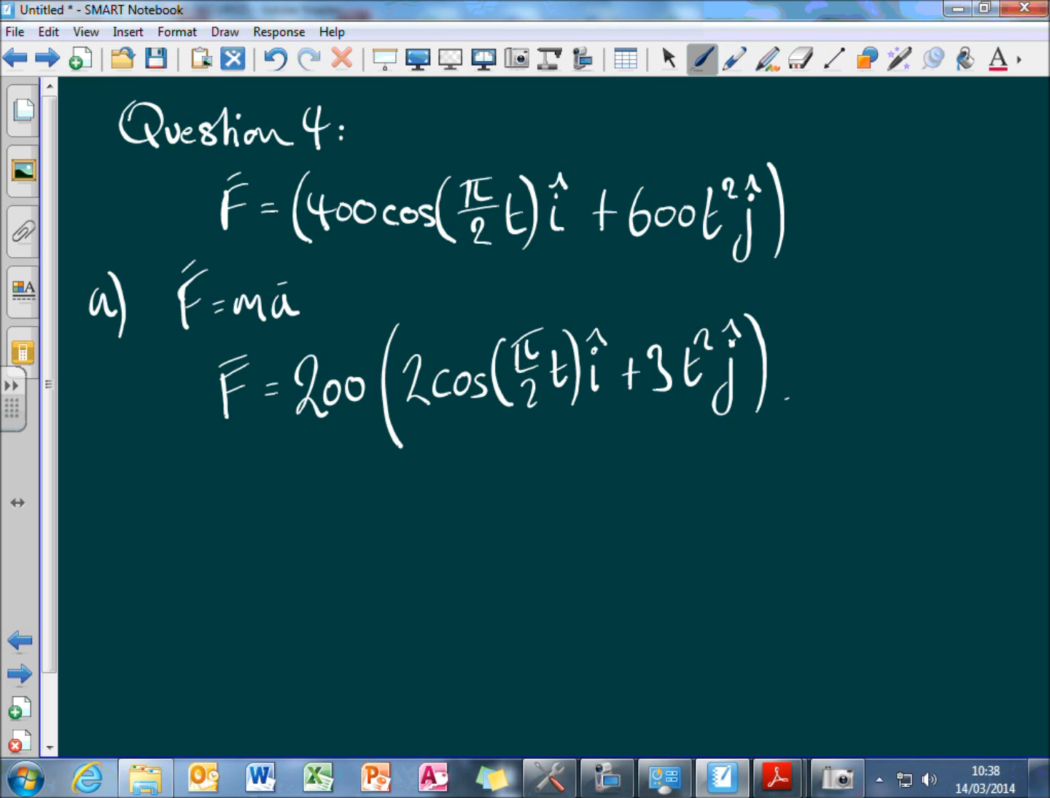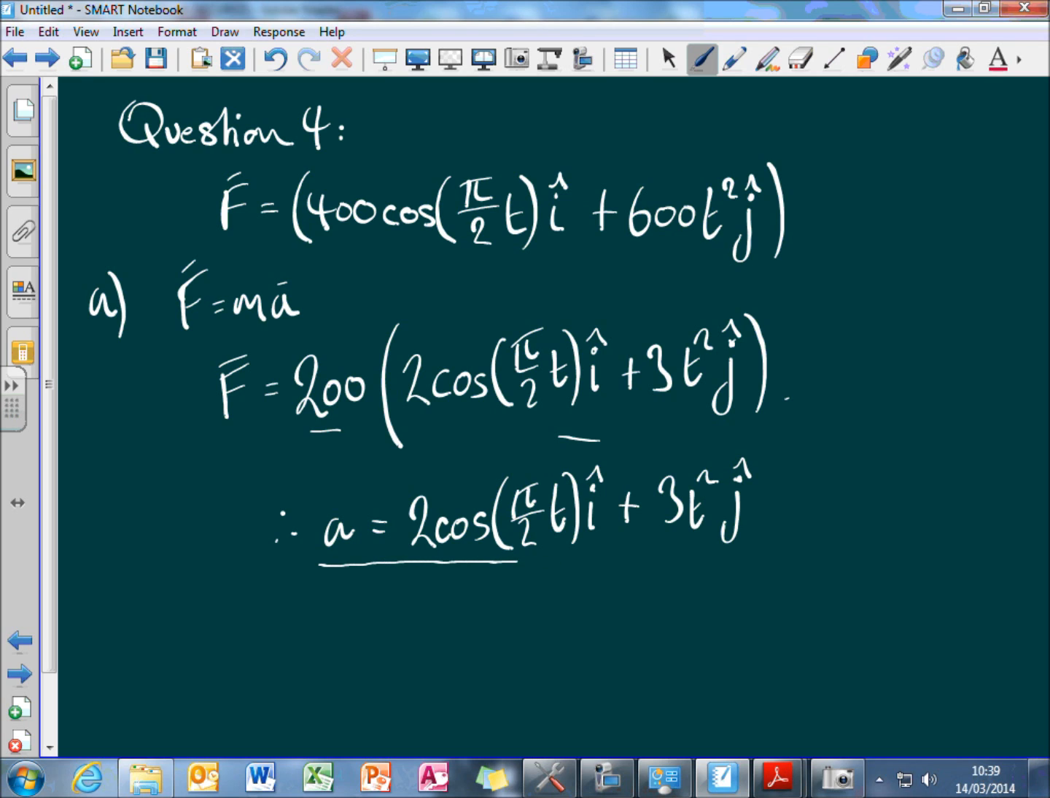Okay. So find the acceleration of the particle at time t. Well, this bit here is the mass, so this bit here is the acceleration. So the acceleration is 2 cos(pi over 2 t) i plus 3t squared j.